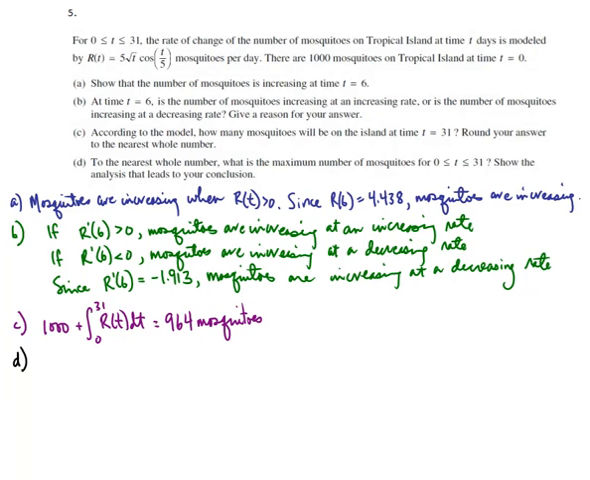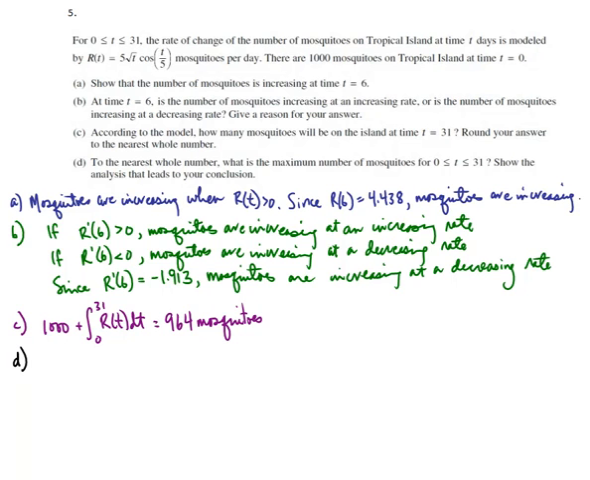Alright, in part D, we're asked, to the nearest whole number, what is the maximum number of mosquitoes over the time interval from 0 to 31, and show the analysis that leads to your conclusion. First of all, we're looking for an absolute maximum. Second of all, we have a continuous function on a closed interval, and so therefore we're going to use the extreme value theorem, which tells us that the absolute maximum occurs at either a critical value or an endpoint.